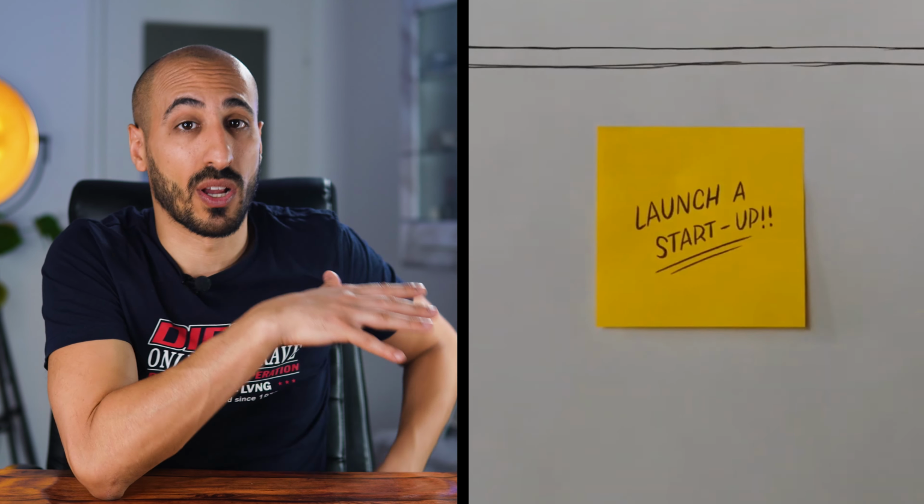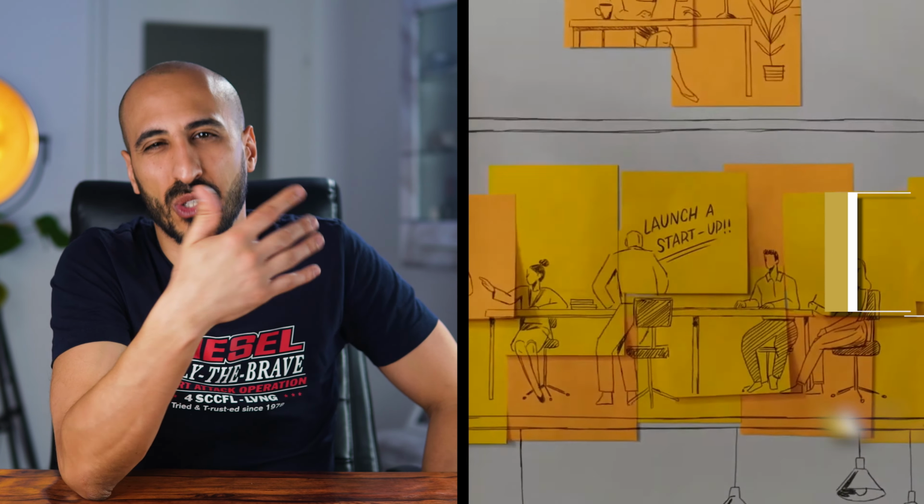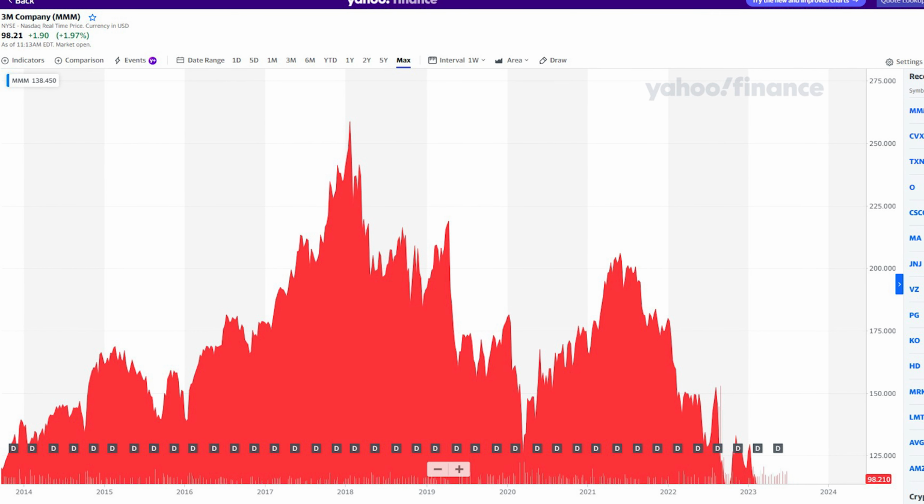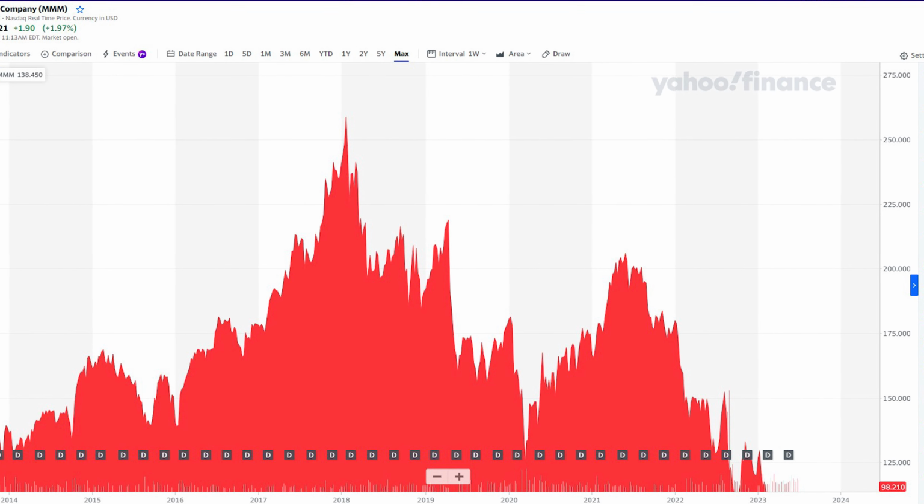Another company that I want to quickly talk about, also because it's a particular case like Realty Income, is 3M Corporation. Here probably you can notice right away that the company is down 51.97% in the past 5 years, and if you check the performance of the last 10 years in Yahoo Finance, well, it doesn't really look well. Still, I included it in this portfolio. Why? Am I crazy? Probably. But there are other reasons for that.